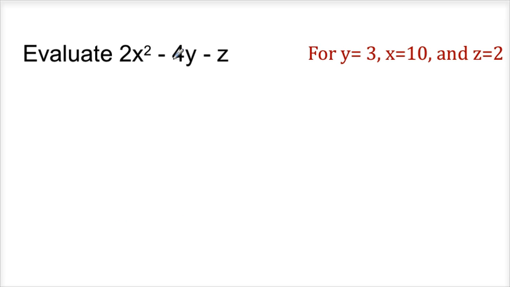So our next example, 2x squared minus 4y minus z. This time, y is 3, x is 10, z is 2. So I'm going to plug in again. 2 times 10 squared minus 4 times 3 minus 2. Again, I opened up parentheses for each one of my variables.